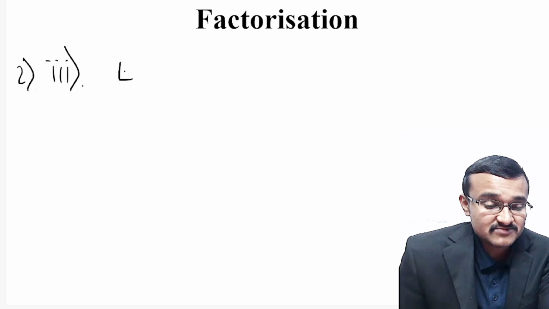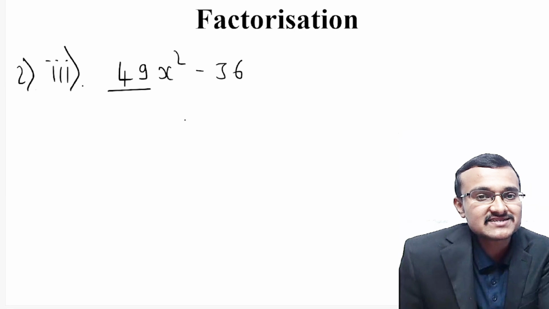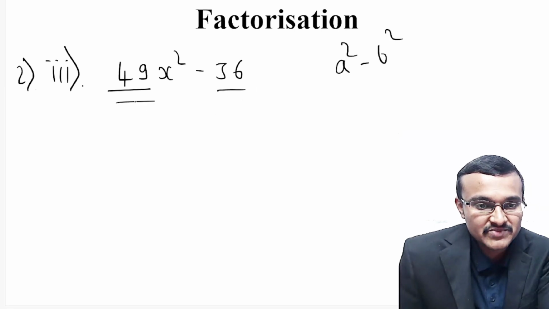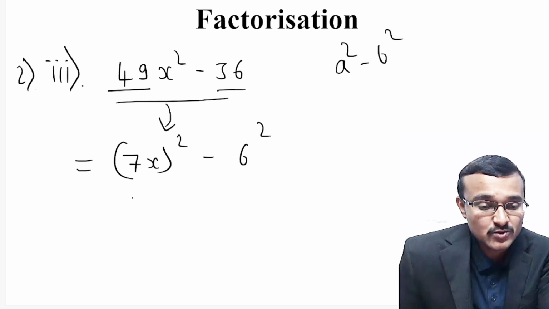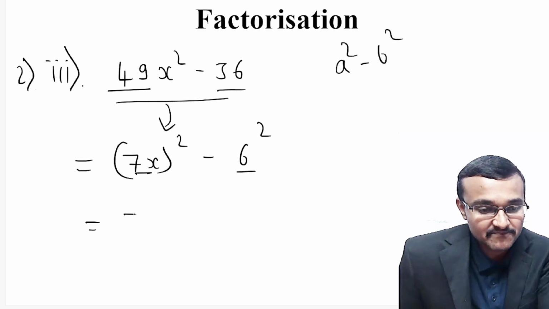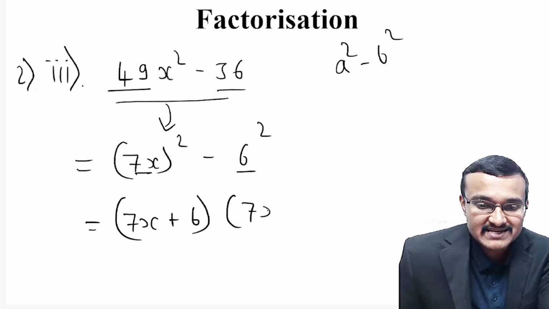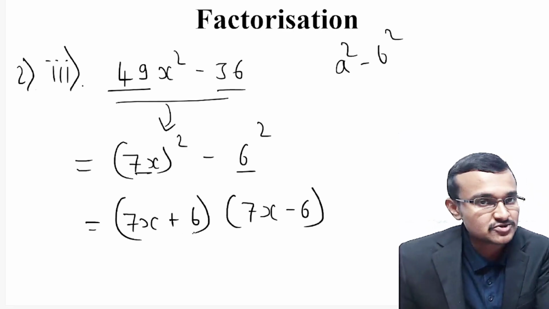Coming to the third question in this second question, they have given 49x square minus 36. Here also you can see this is a perfect square, this is also a perfect square, and this is in the form of a square minus b square. So you can write this 49x square as 7x whole square, and this 36 can be written as 6 square. So 7x acts as a, 6 acts as b. So you can write this using the a plus b into a minus b formula. So 7x plus 6 into 7x minus 6 are the factors for this third question.